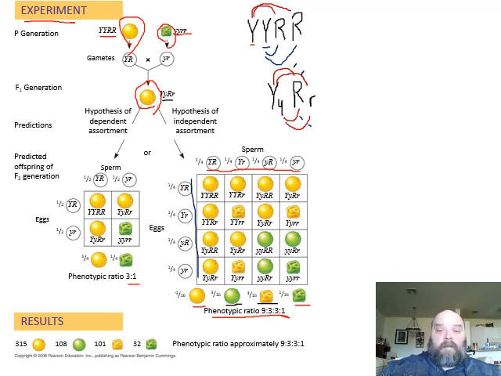So this told him that what we now call genes, what he called characters, for pea color and pea shape or texture are completely separate from each other. One, color, does not affect shape or texture.